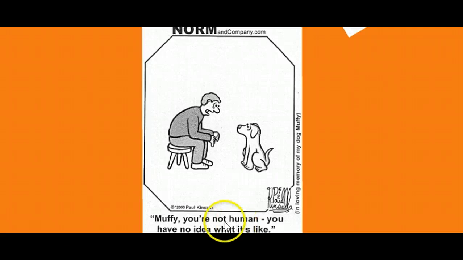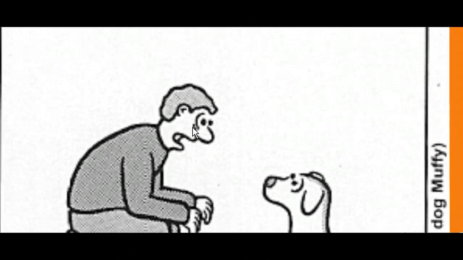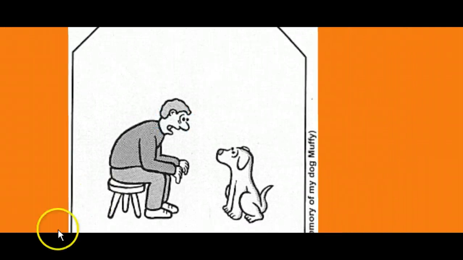Okay, so this one says, "Muffy, you're not human, you have no idea what it's like." If we were going to make an inference about how this guy was feeling, what details could we use? I think my favorite one here is that if you look underneath his eyes, there's this extra line. And I think just from that one line we can make the inference that this guy's maybe stressed out, right? His eyes are big, and that one little detail, we can make a big inference about how this guy is feeling.